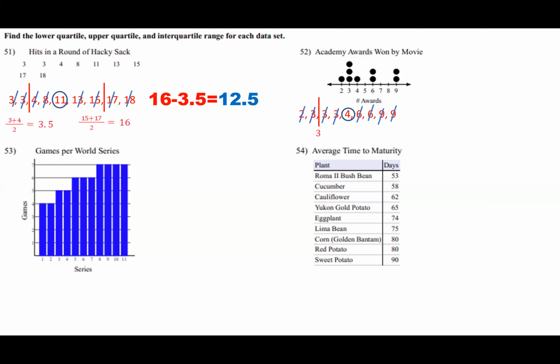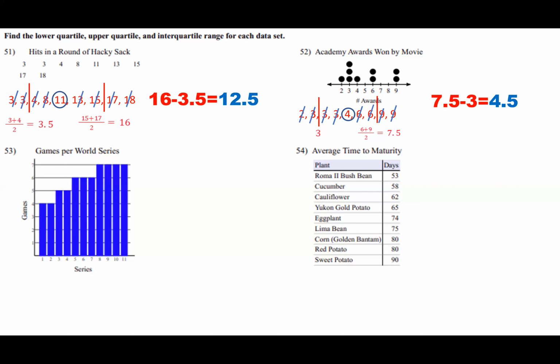Now let me find my upper quartile. Looking at the high 4 numbers, the middle will be right here between 6 and 9. What's the number between 6 and 9? We cannot figure it out, so we're going to add 6 and 9, divided by 2. 6 plus 9 divided by 2 gives me 7.5. The lower quartile is 3. The upper quartile is 7.5. Now the interquartile range, let me subtract those two numbers. 7.5 minus 3 gives me 4.5. So my interquartile range is 4.5.